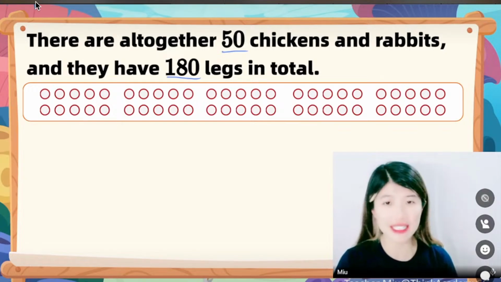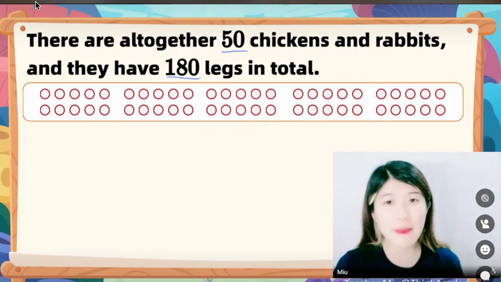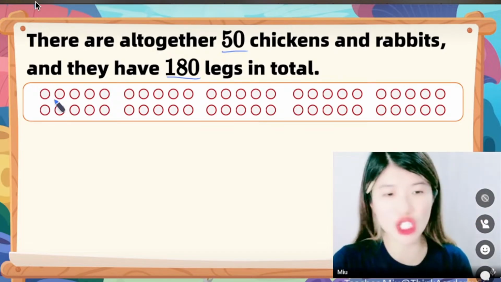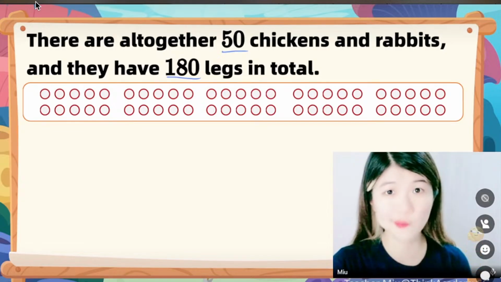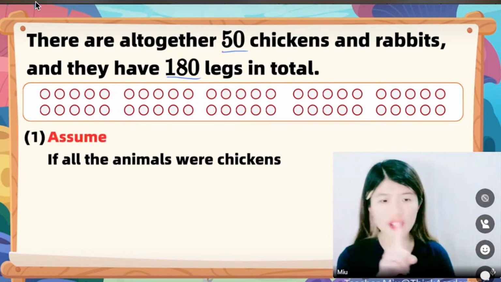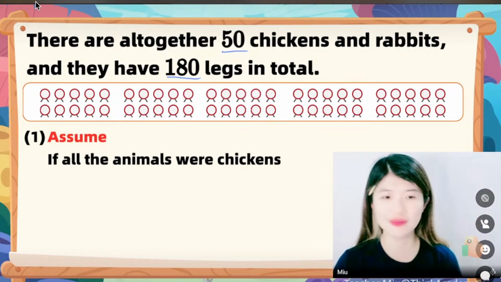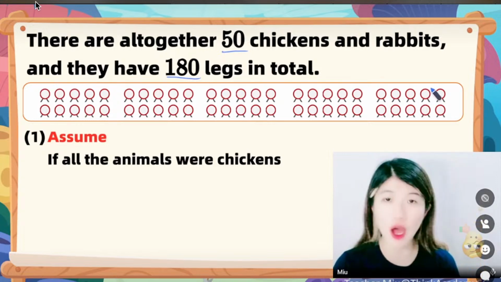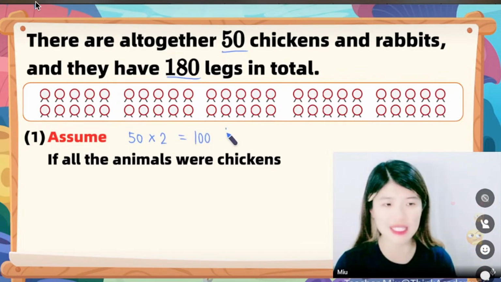Then what I can do is give them legs one by one, right? At the very least, each of the heads would have how many legs? It must be 2, right? Because I can first assume that everyone is a chicken. If I assume everyone is a chicken, then how many legs do I have now? I have 50 chickens, and each chicken has 2 legs. So altogether, I have 100 legs now.